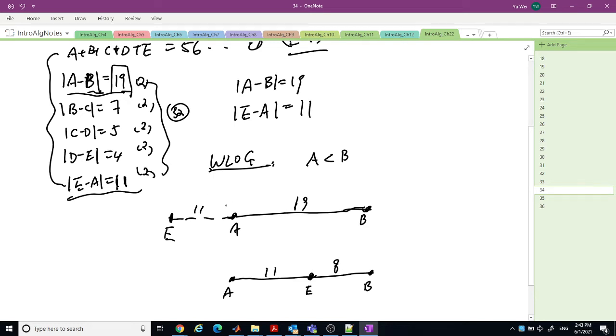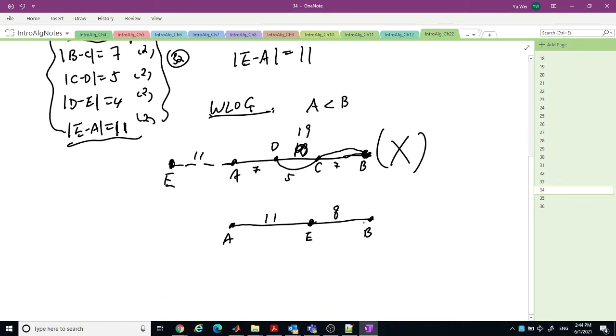Now let's see, if E is here, we can see B to C, C to D, then D to E. E to D should be 4. So let's approach from B to E. B to C is 7, then C to D is 5, so here is 12 and the total length is 19. That means after 12 it is still 7, so D to E is definitely greater than 4. So this is not the case.